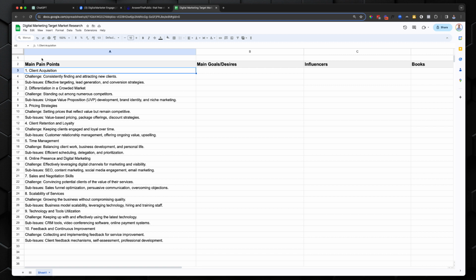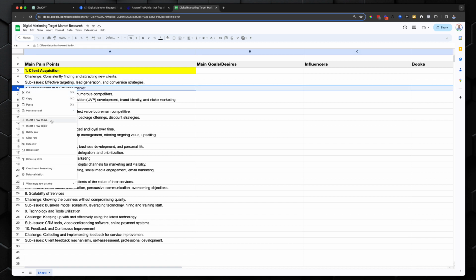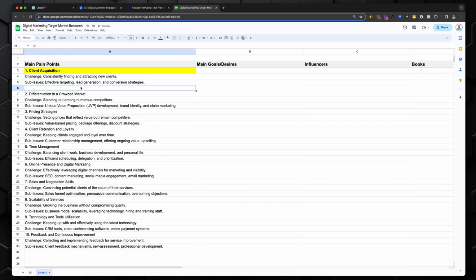So I know, being in the industry, that client acquisition is a huge one. So I might highlight that. Consistently finding and attracting new clients. And some issues: effective targeting, lead generation, conversion strategies. So if I wanted to add a row here, I could, and I could add other things that I know they're struggling with.